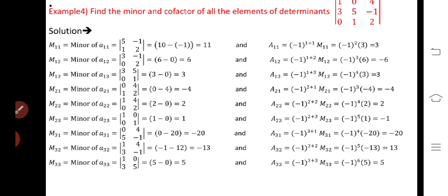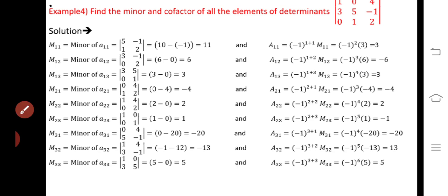Minor of A11, but here it is a 3 cross 3 matrix. Okay, delete the first column and first row. What will we get? 5, minus 1, 1, 2. Yes, 5 2s are 10, minus of 1 into minus 1. Minus 1 means what? Minus into minus is plus, 10 plus 1, 11.